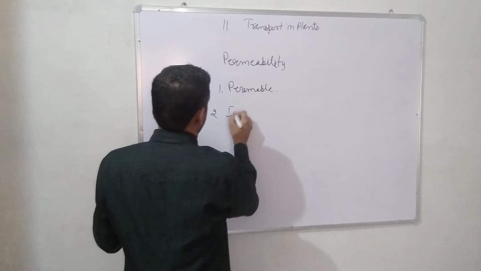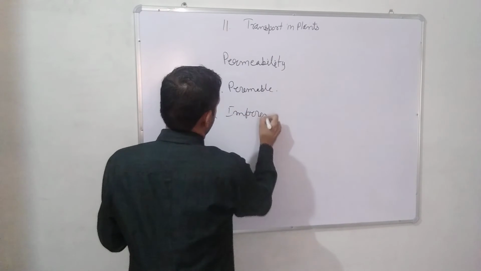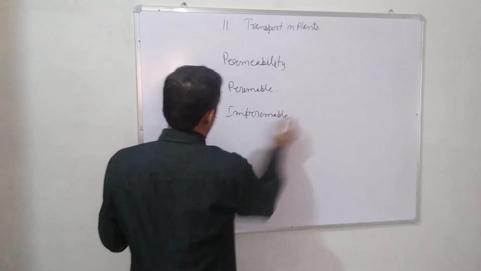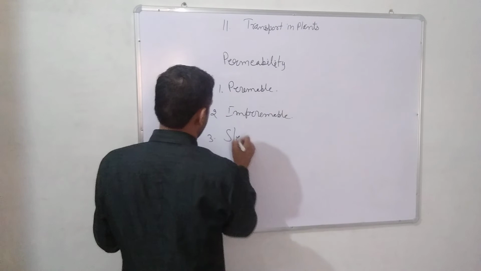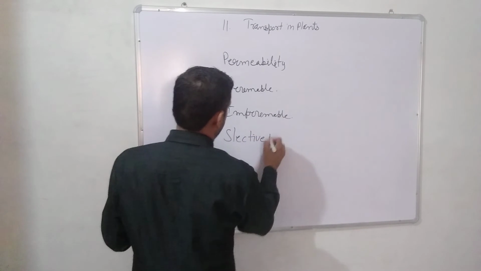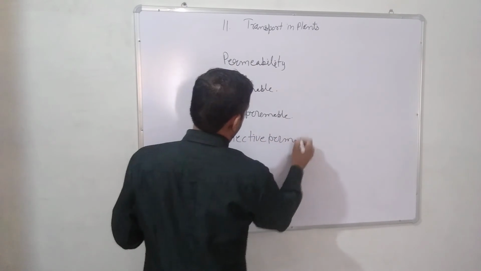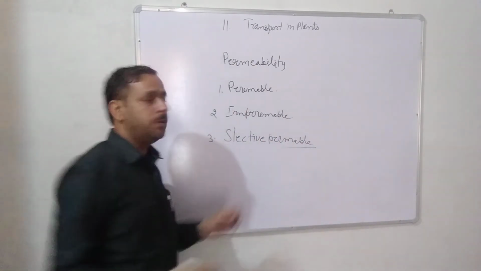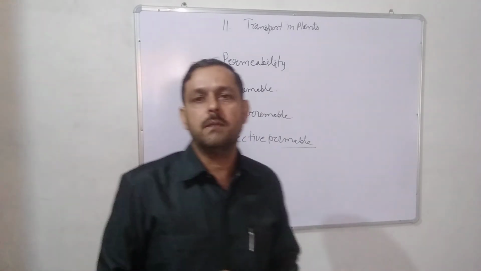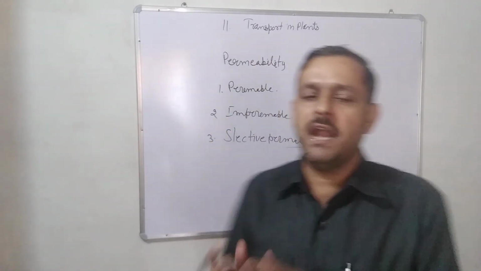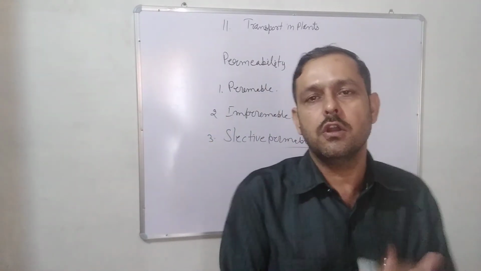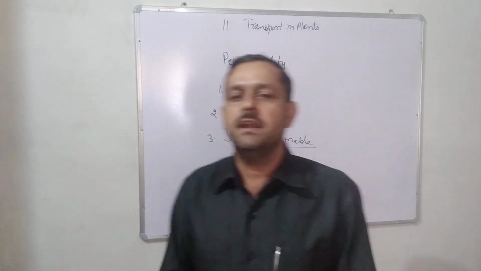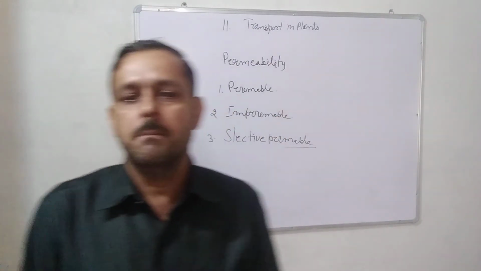Second, impermeable, and third, selective permeable. First of all, permeable. Whenever both the solute and solvent molecules pass through the membrane, then it is called permeable.